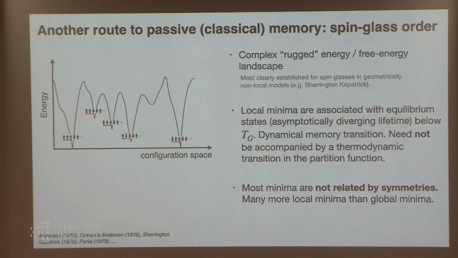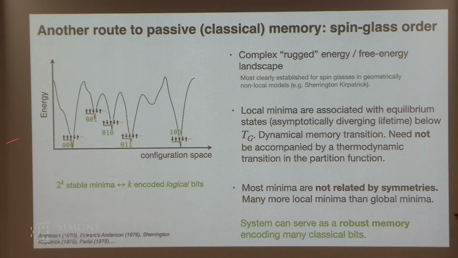So now I can use a combination of all of these minima to encode many different classical bits. If I have 2 to the k stable minima, this allows me to encode k logical classical bits. And again, because of this landscape and this thermal stability, the system can now serve as a robust memory encoding these many classical bits distributed across all the different minima. So a question then is, can we encode quantum memory in a similar way?